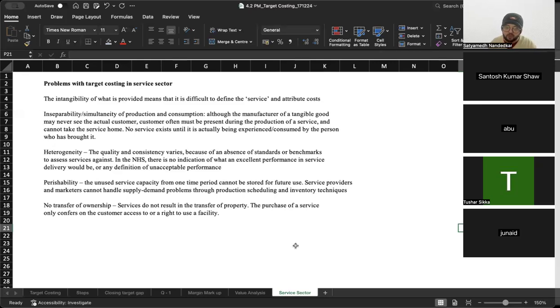And no transfer of ownership. Services do not result in the transfer of property. The purchase of a service can only confer on the customer access to or the right to use a facility. When I'm talking about the service sector, what I intend to say is that you cannot own me, neither can you own the service. You can only experience the service, which is why the perception is different in everyone's mind.